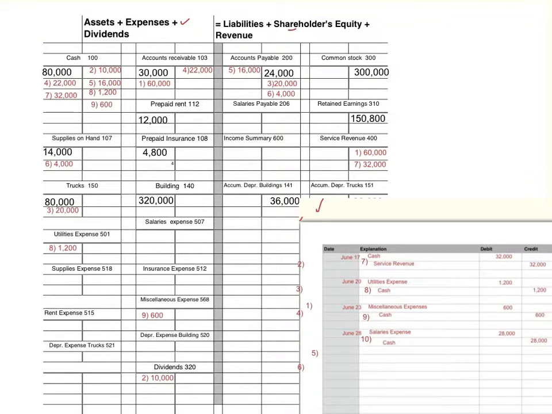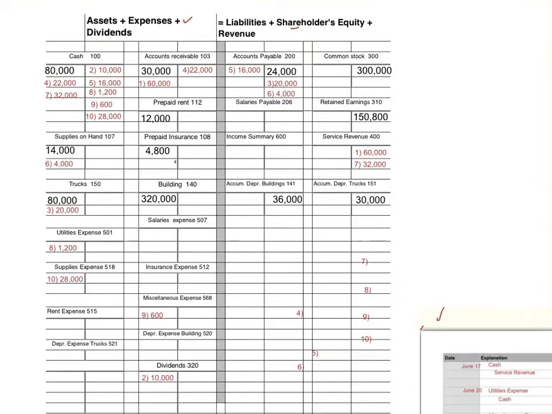And lastly, I pay the employees. So it's a debit to salaries expense, 28,000, and a credit to cash. And that completes my posting to the general ledger. Now I will summarize and create a trial balance.